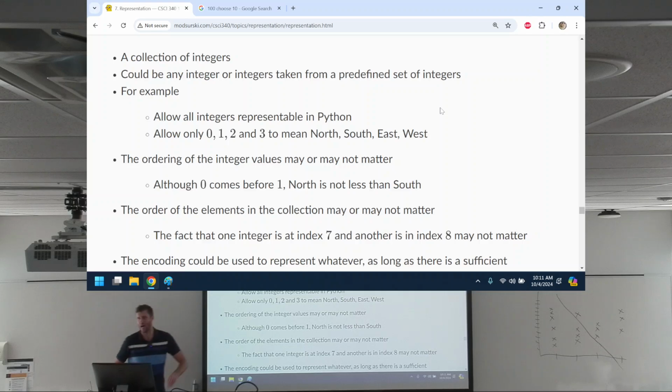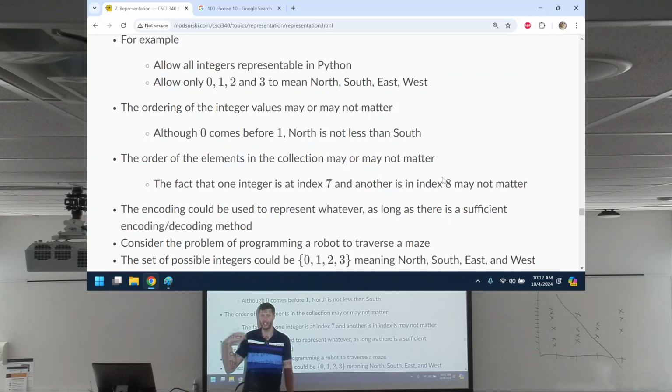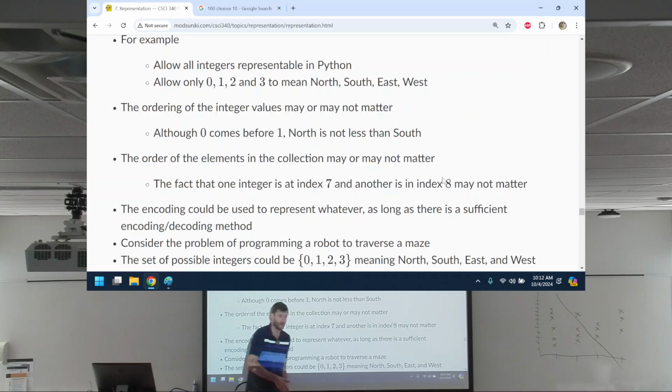By the way, this is an aside, but it's important to know if you take any other machine learning algorithm or you are just a computer scientist in general. I'll finish this point and then come back to what I was about to say. So yeah, 0, 1, 2, and 3 mean north, east, south, west, but we have to be careful. North is not less than south. So the order of the elements of the collection may or may not matter. Sometimes we're using integers and the order matters. Sometimes we are using integers to just represent something where order doesn't matter at all. We just have to be very aware of what we are doing here.